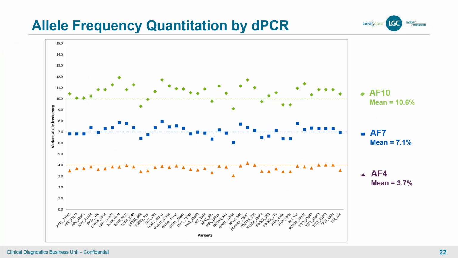And we talked a lot about digital PCR validation. This gives you a really good sense. We looked at all the 40 variants in the product, and those are the ones across on the x-axis. And you see the different tiers there, right? The ones that are at 4% or hovering around 4, the ones that are at 7 around 7.1, the ones that are at 10. So we know that we've put in the right amount of the variants into the product.